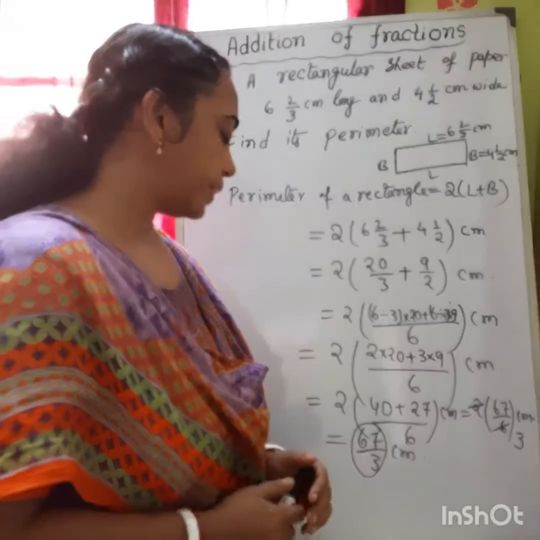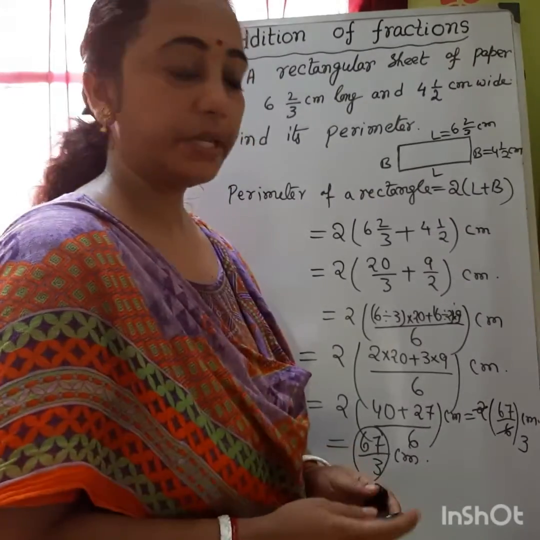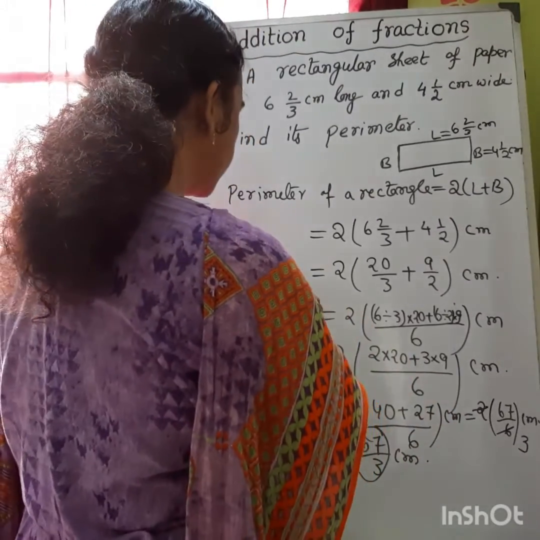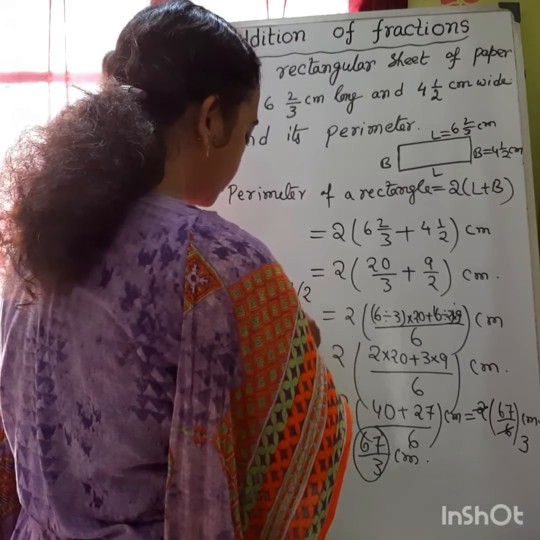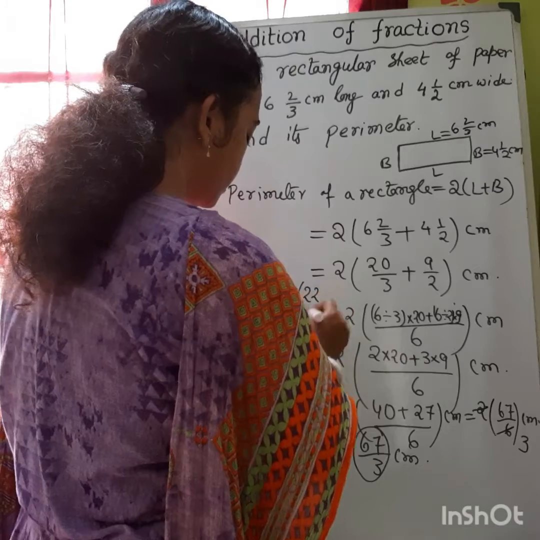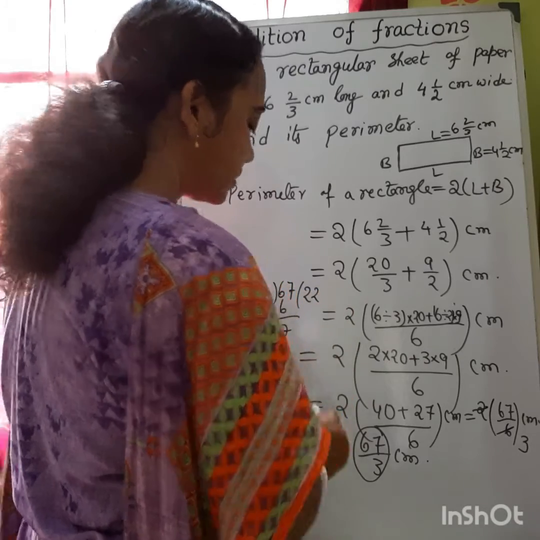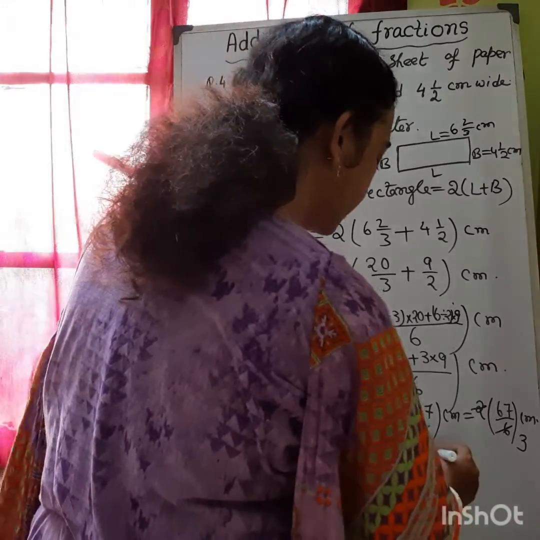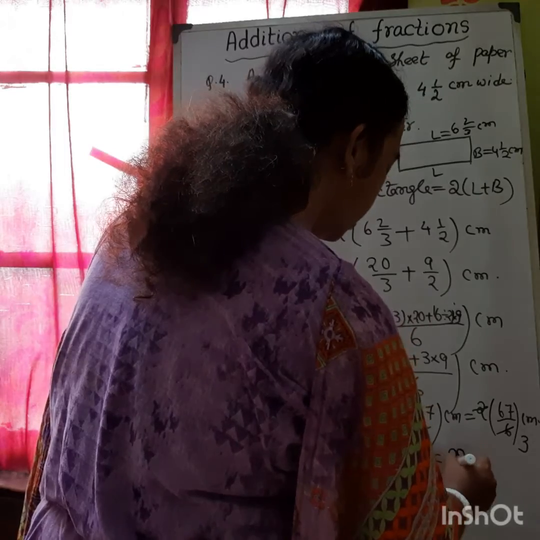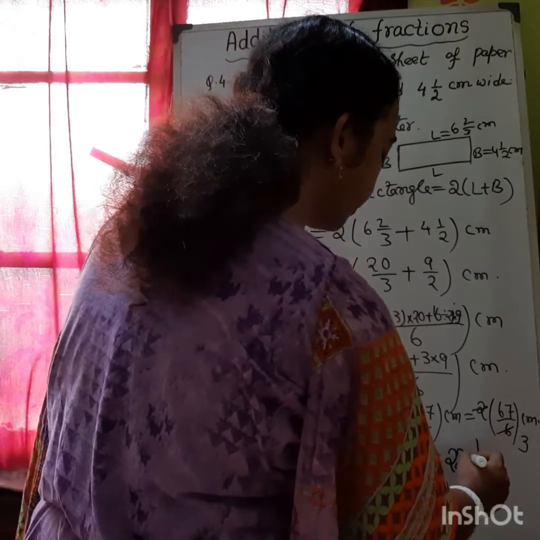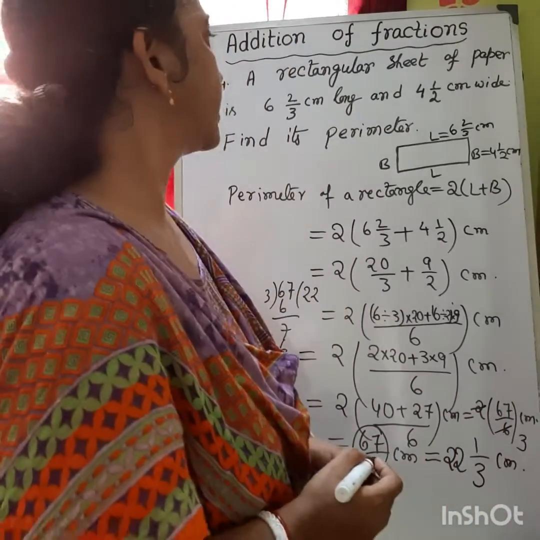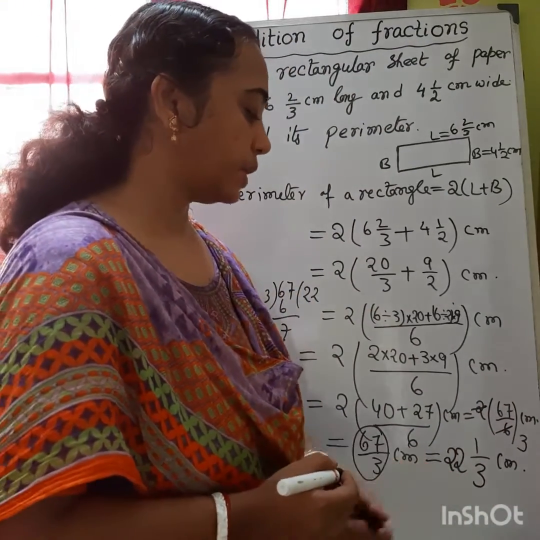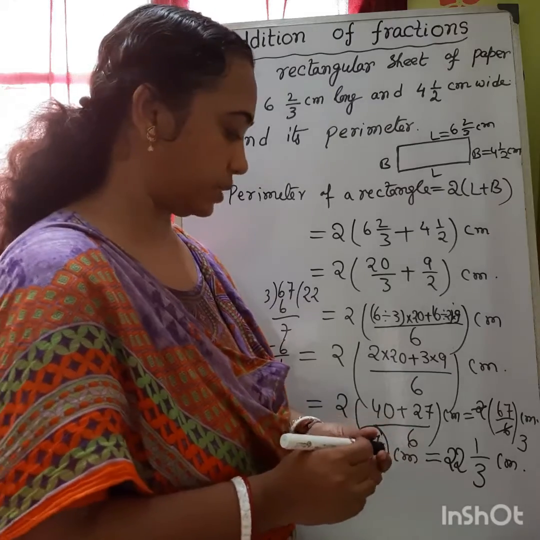Now we convert the improper fraction into a mixed fraction. So let us divide 67 by 3. We know 3 2s are 6. Again 3 2s are 6. So here the remainder is coming 1. So we can express it as 22 whole of 1 as the remainder by 3 centimeter. So the perimeter of the rectangular sheet of paper is coming here 22 whole of 1 by 3 centimeter.